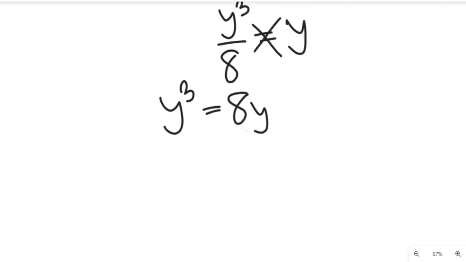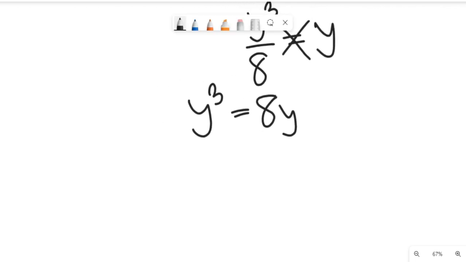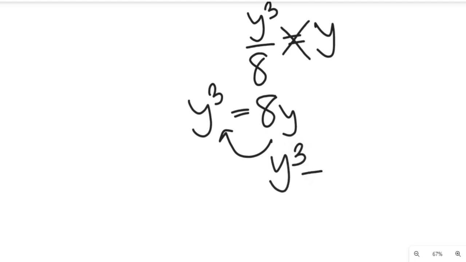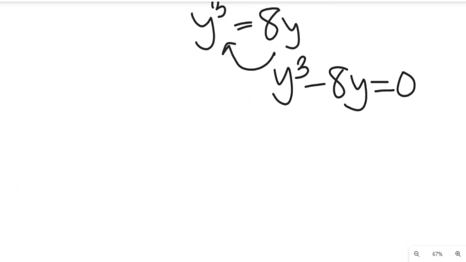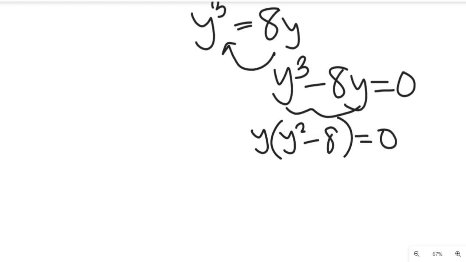So what we need to do is to bring 8y to the left hand side. Once we've brought that, this will now give us y to the power of 3 minus 8y, and this will be equal to 0. Now this is more of a quadratic equation, or we say it's a polynomial equation. In these two terms, y is common, so we'll bring out y, and this will be y squared minus 8, all equal to 0.